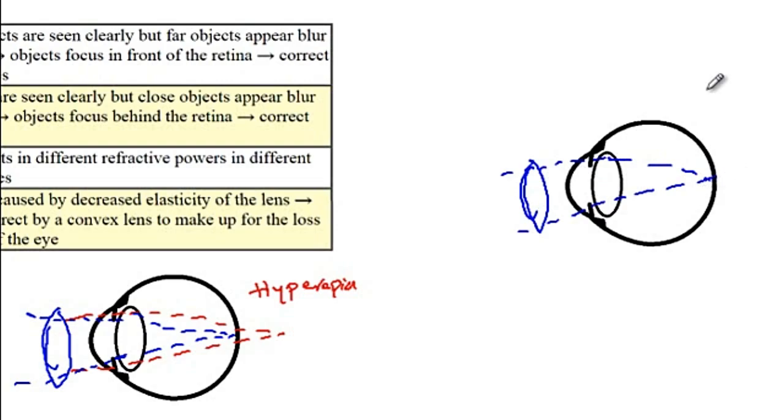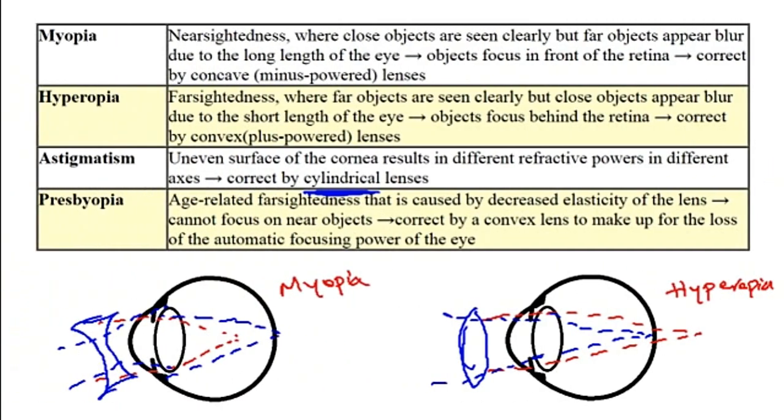And so therefore reading glasses that are sold over the counter are plus lenses that help elderly patients with reading near objects. So basically for presbyopia as well as hyperopia, a convex or plus lens will be used. On the other hand, in patients with myopia, a minus powered lens or concave lens will be used. And then finally, in patients with astigmatism, cylindrical lenses will be used.